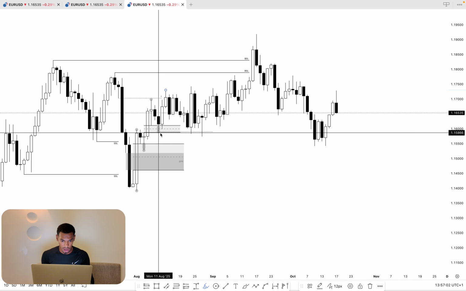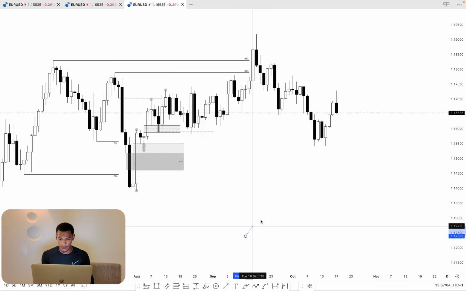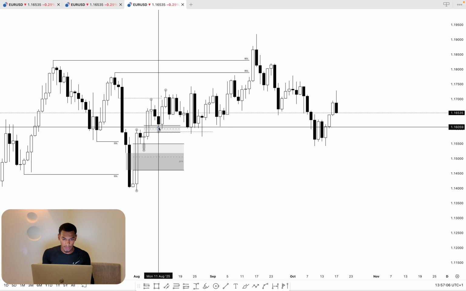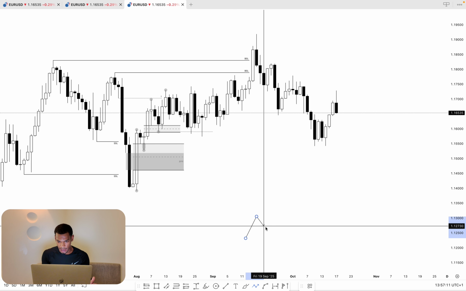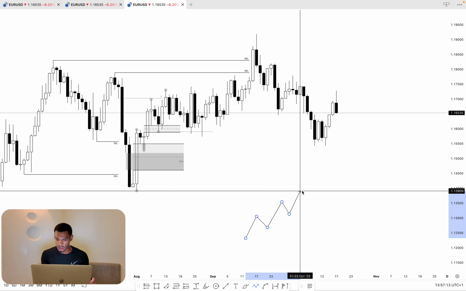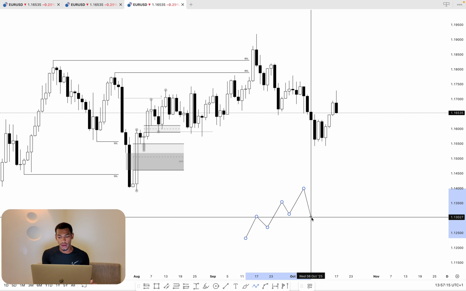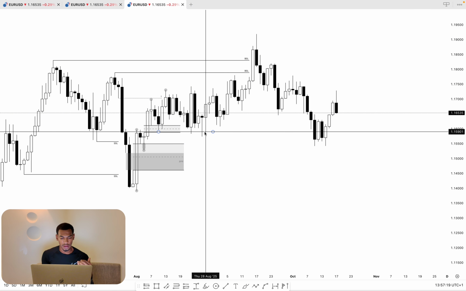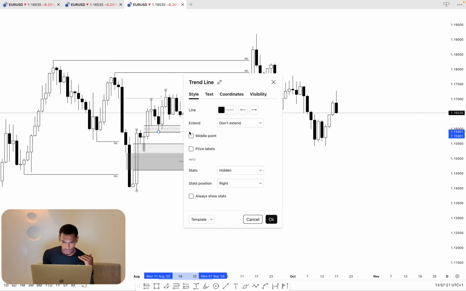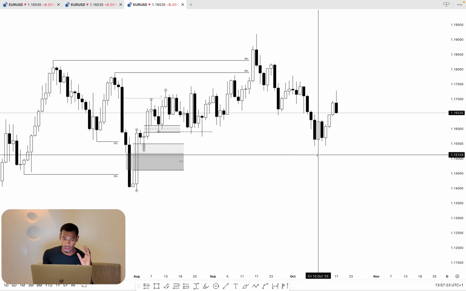So this becomes our invalidation point for the structure to shift. It's basics: higher high, higher low, higher high, higher low. And once the last higher low that made a higher high gets broken, we shift. So in order to see a shift in the market, we'd have to see this low get taken out. And we don't see that.